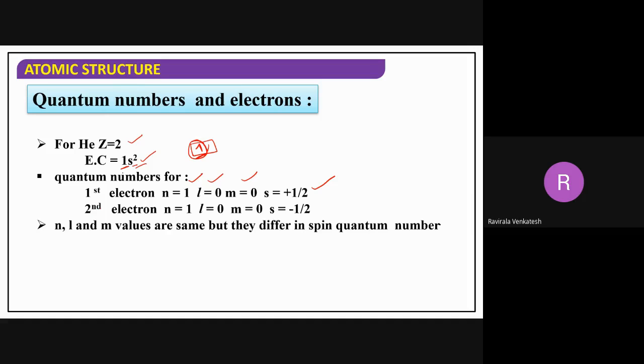Now, for the second electron, same: n is equal to 1, s orbital, l is equal to 0, m is equal to 0. Now, if you observe the second electron, in which direction is it? Downward direction. Now the s value will be minus 1/2. So for helium, the first and second electrons have the same n value, l value and m value. They differ in the spin quantum number actually.